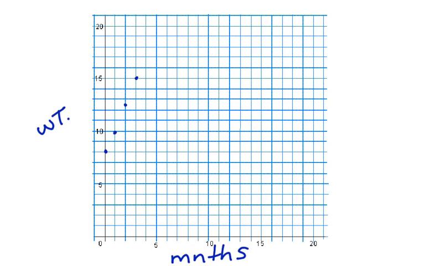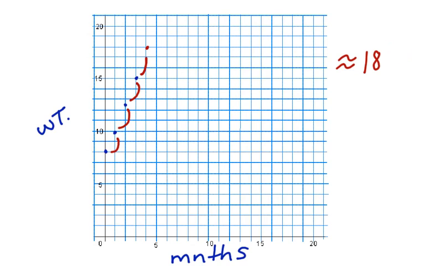So if we look at the trend, and you can see the spaces here, the space here, and the space here, and if we were to match that, then we could say that somewhere about here is what he would weigh, which is somewhere about 18 pounds. So we can say it would be about 18 pounds.